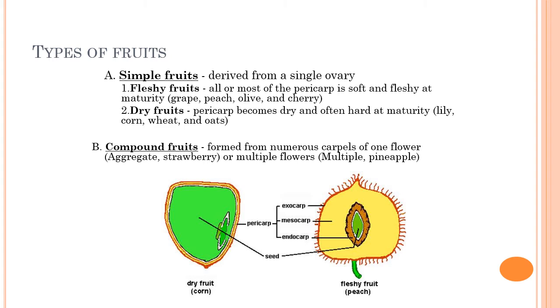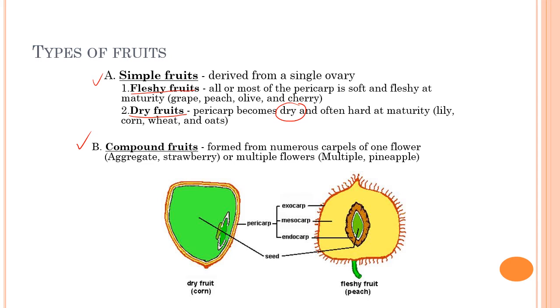We have simple fruits and we have compound fruits. Simple fruits can be fleshy if all the parts, or at least some of it, is fleshy, like grape, peach, olive, whatever. Or if all the three parts are dry, they are hard, they become dry, and includes things like chestnuts and other fruit crops. Like all these are fruits, they're dry fruits, even though they are not fruit crops.